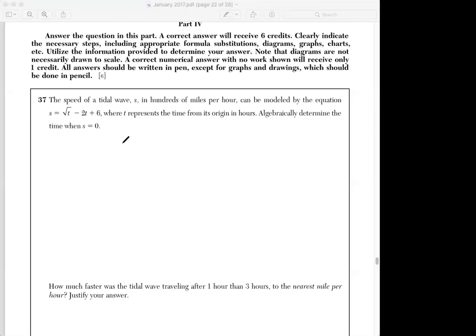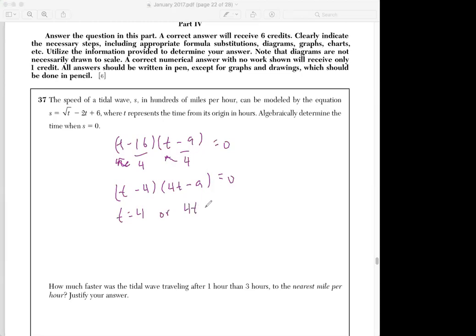So that would be t minus 16, t minus 9. And remember, when we did the AC method, we had a 4 out front, so we have to attempt to divide both of these by 4. It works over here, so this becomes t minus 4. Doesn't work here. And 4t minus 9 equals 0. So t equals 4, or let's see, 4t equals 9, t equals 9 over 4.